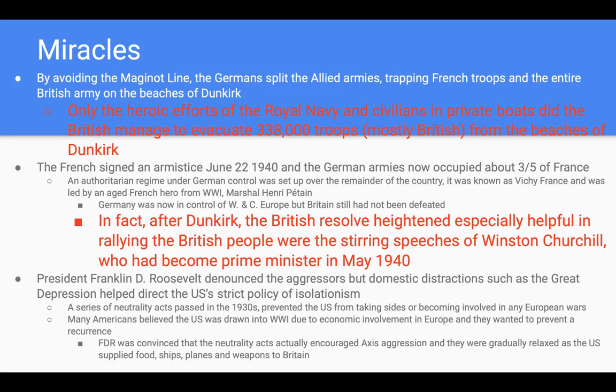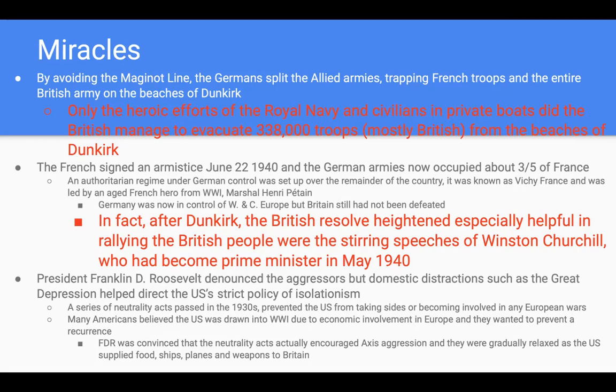So now Germany was in control of Western and Central Europe, but Britain had not yet been defeated. In fact, after Dunkirk, the British resolve heightened, especially helpful in rallying the British people were the stirring speeches of Winston Churchill, who became prime minister in May 1940. President FDR, Franklin Delano Roosevelt, denounced the aggressors, but domestic distractions such as the Great Depression helped direct the U.S.'s strict policy of isolationism.